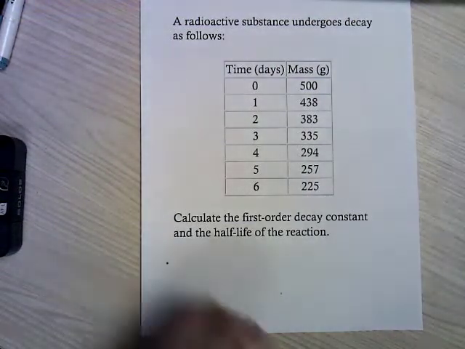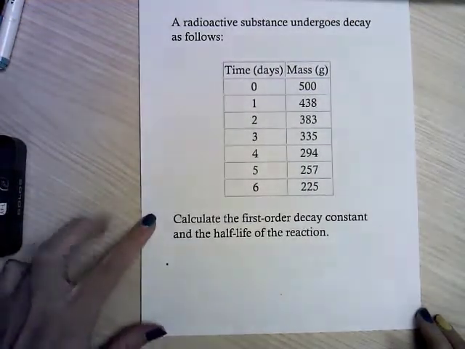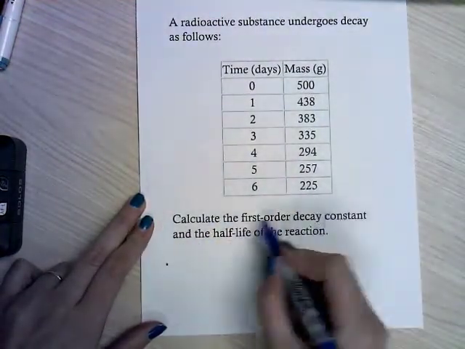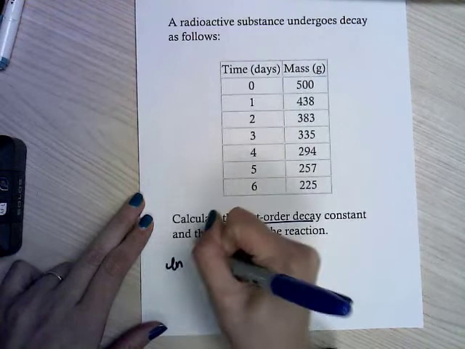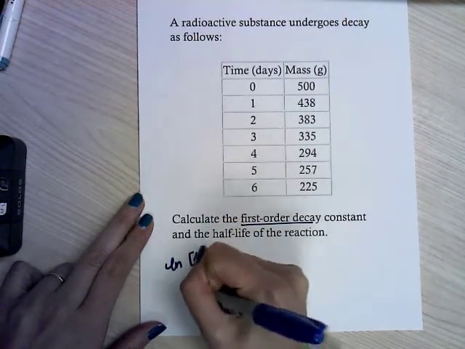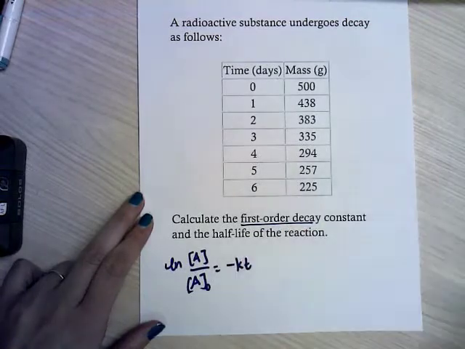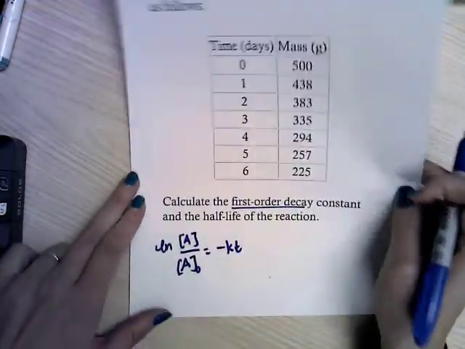All right, so I've got some data here. It's asking me to find the first order decay constant, so the K, and the half-life. It tells me it's first order, so I'm going to look at an equation that I know about first order. And that would be natural log of concentration over initial concentration equals negative KT.